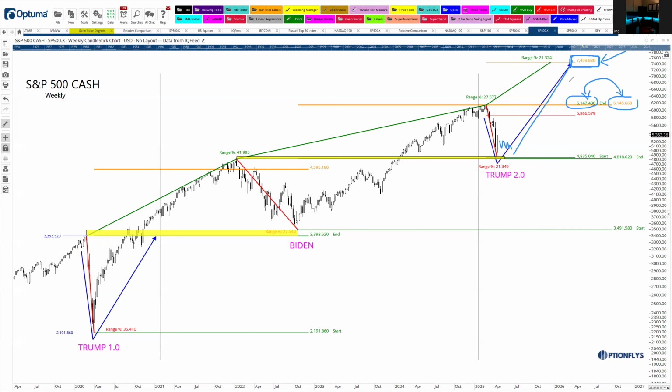I don't care about any wave counts and anything like this. Just my simple weekly chart. I'm gonna track it. As a matter of fact, this is why I left a line here. That's the Biden line, that's the Biden term, from here to here. That's January 20th to January 20th.